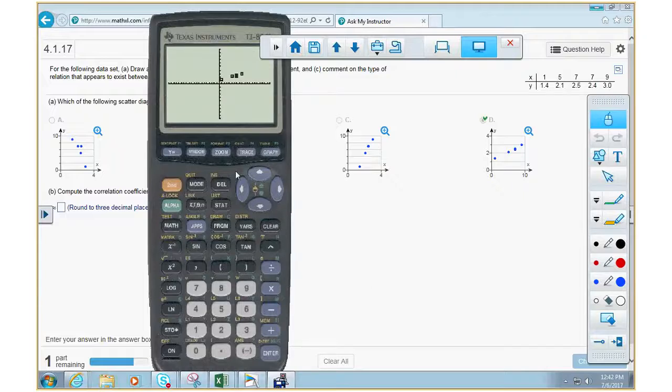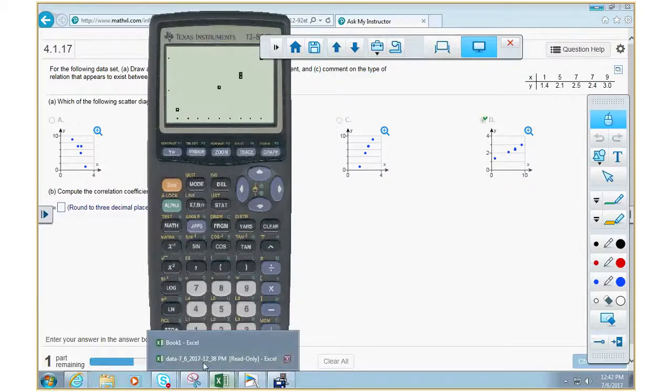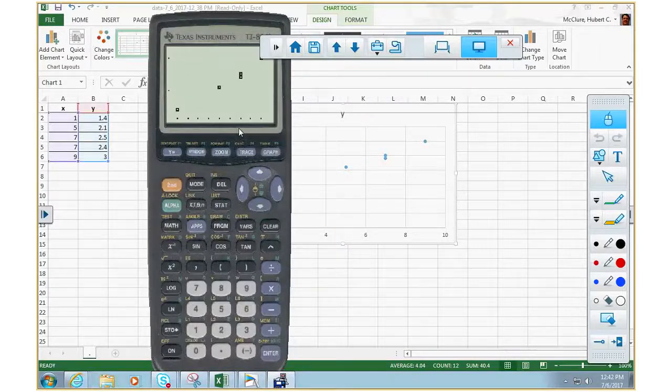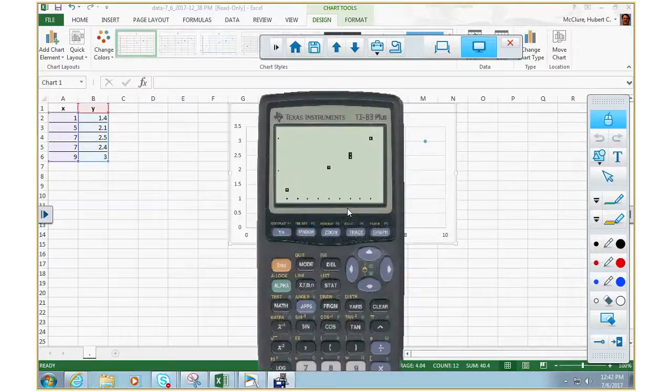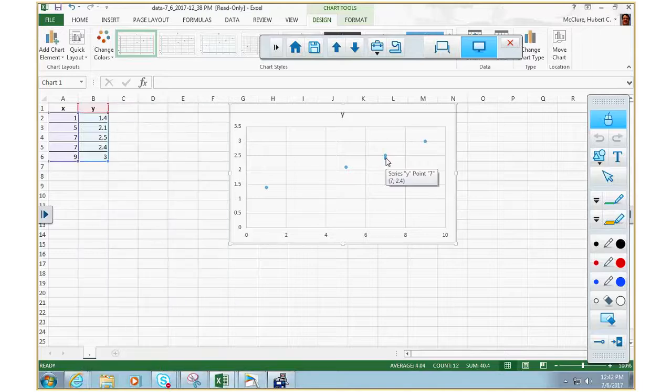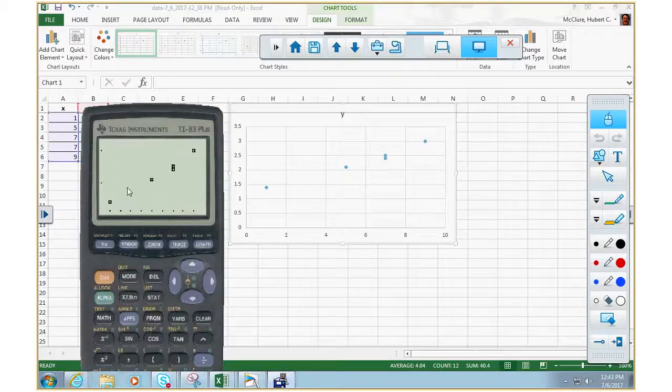Now you can hit zoom. I think it's statistic. Which one is statistic? 9. And there's your stat plot. And let's look at the Excel spreadsheet and bring that in. So, do they look alike? Well, yeah. Look at these two together. Are these two together? Yep, they are. So, you've got the same type of scatter plot.